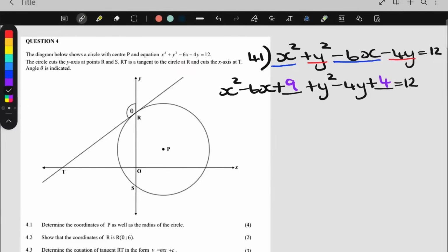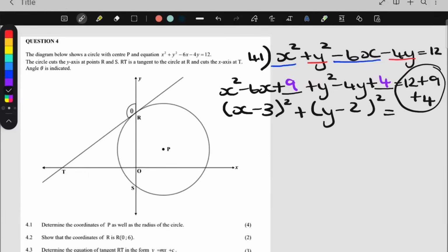But now I must remember, grade 12s, whatever you add on the left, you must add on the right. So I'm going to add the 9, and I'm also going to add the 4 on the right-hand side. And now I'm going to factorize. So this is a trinomial, so it will go in a bracket like this. Then I'm going to ask myself, what's half of this? It's 3. And if there's a minus, I have a minus there. Just remember everything is squared. Then plus, here I have a y, there's a minus, so I also have a minus. Then what's half of 4? It was 2, everything squared. And on the right-hand side, you add all these numbers, and you should get 25.